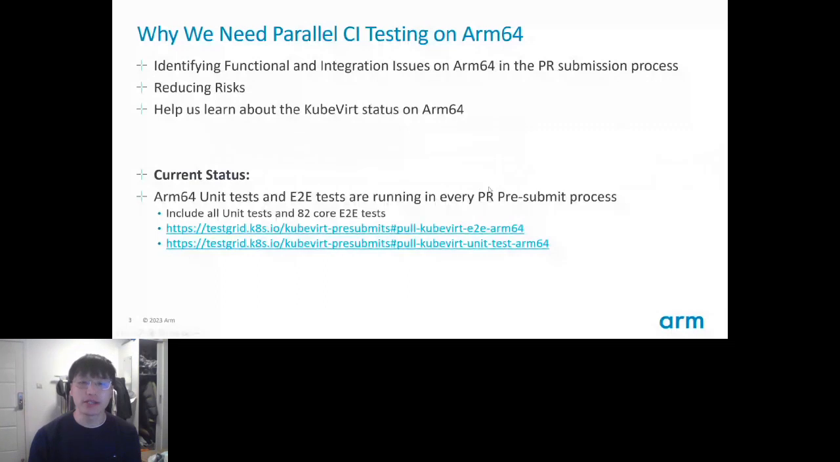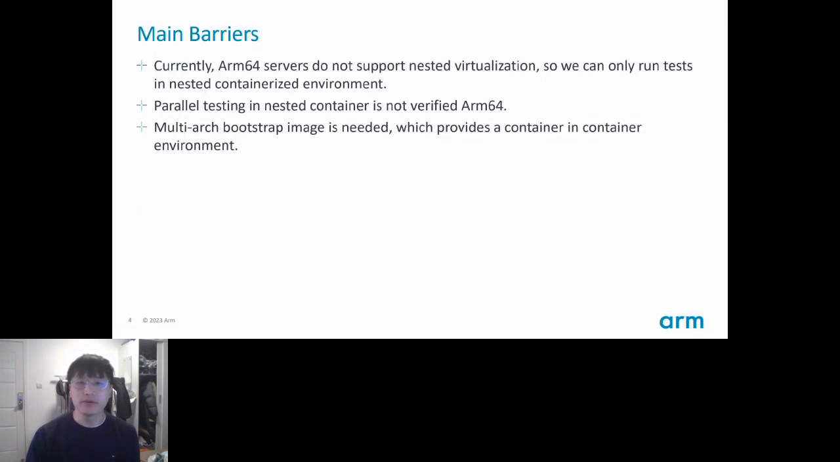The primary obstacle we face is finding a way to isolate CI testing. On x86-64, virtual machines are used to set up testing environments. However, on the Arm64 platform, we currently do not support nested virtualization. So we can only run tests in a nested containerized environment. Secondly, parallel testing in a nested container has not been verified on Arm64. So we have encountered many issues that others may not have seen. In addition, the bootstrap image that provides a nested container environment did not support Arm64, so we need to build a multi-arch bootstrap image. This was another challenge, and we have been stuck at this step for a while.